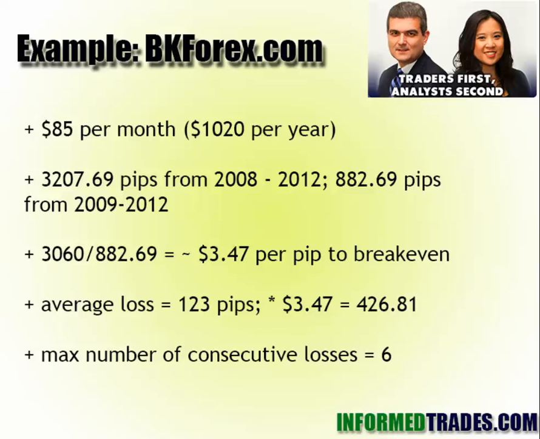Okay, so using BK Forex as an example, they charge $85 per month if you're an account holder with FXCM for their trading signals. That comes out to $1,020 per year. So that's the amount you need to earn just to break even. With their service, you get books and videos and tutorials and lots of other stuff. We won't factor in the value of that. We're just looking at the signals. We'll assume that's all added on. So $85 a month comes out to $1,020 per year. That's the amount you need to earn from their signals to break even.